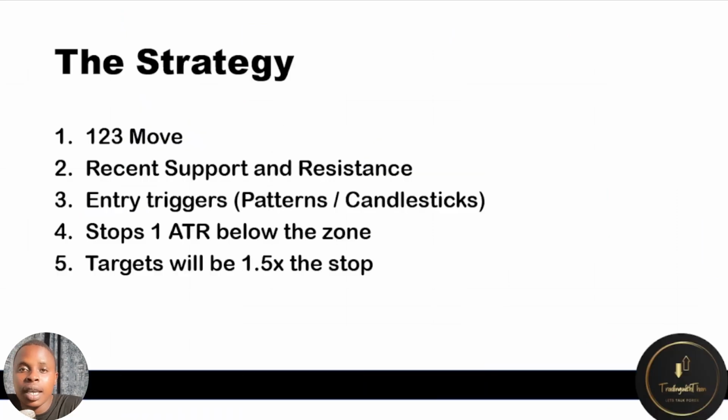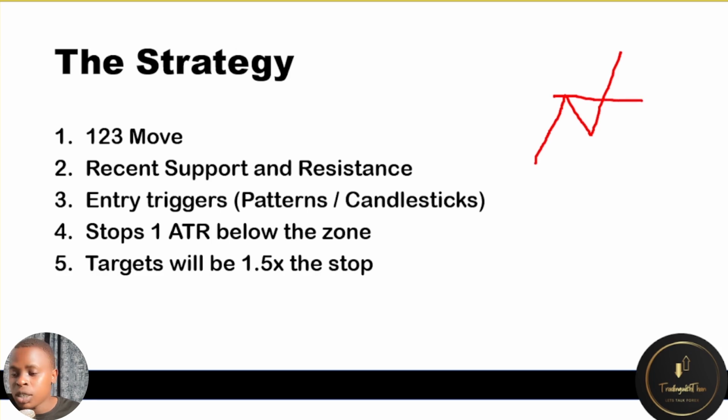Now, here's an overview of the strategy that I was talking about. So you may take a screenshot here. I said, number one, you need a 1, 2, 3 move. So you need to be able to capture a 1, 2, 3 move. You need to see an impulsive move, a pullback, and another impulsive move. This impulsive move should go above this zone. This is what you need to do.